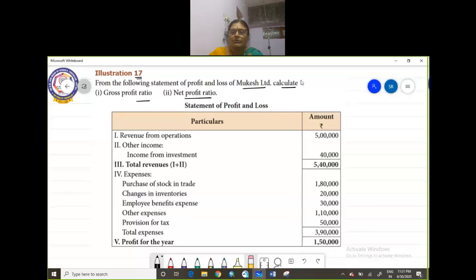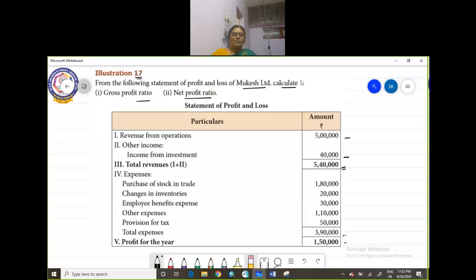So statement of profit and loss. You have revenue from operations 5 lakh, other income 40,000. So total revenue is 5 lakh 40,000. Revenue from operations is nothing but sales. Other income is from investment. Then you have total expenses. They have given you purchase of stock in trade, change in inventories, employees benefit expense, other expenses, then provision for tax and total expense. And so profit for the year is 1,50,000.